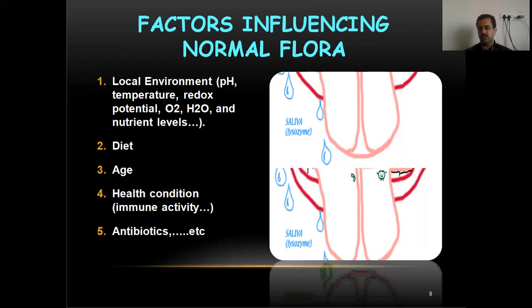Health condition, immune activity. Of course, when the person is immunologically weak, these organisms may become opportunistic and may counteract inside the human body as well, causing a drastic effect. Antibodies, a certain amount of antibodies by the body itself, may start to develop against this normal flora and it can disturb the normal flora. So these are the factors that are influencing the normal flora.